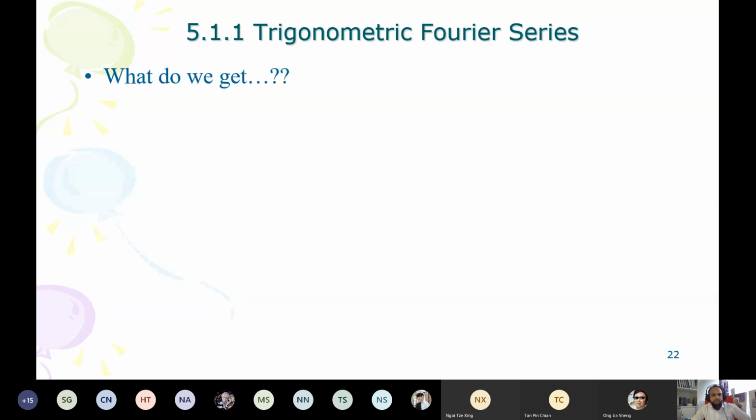So what do we get actually? We were supposed to get this one representing, what is this representing, by the way? If I ask you, what is this representing? Can anyone say what this function is representing? What is this Fourier series representing? Anyone?